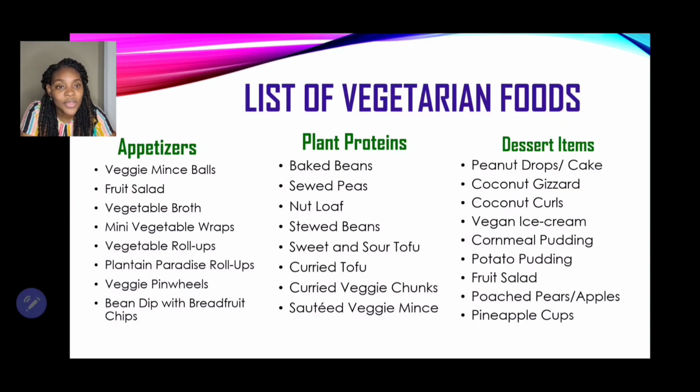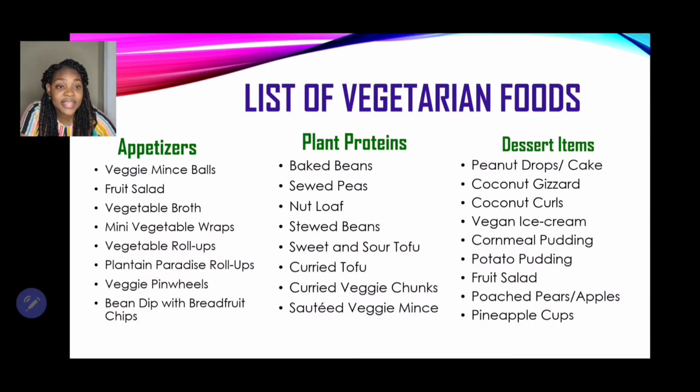Good. For the plant proteins now, very important: baked beans, stewed peas, nut loaf. If you're serving nut loaf, you will have to have a sauce with it because the nut loaf is baked. Good. Stewed beans, sweet and sour tofu, curried tofu, or any other method that you may know of. Curried veggie chunks, sauteed veggie mince.